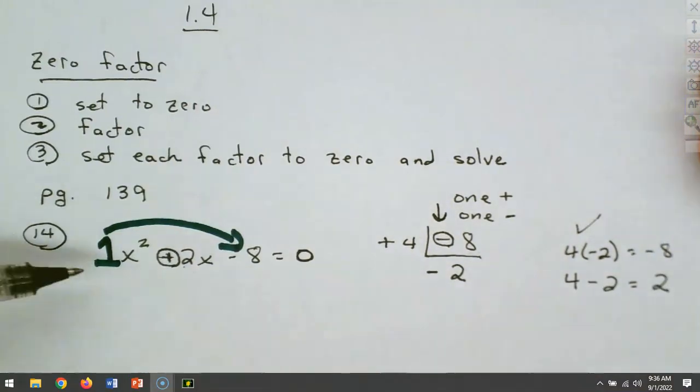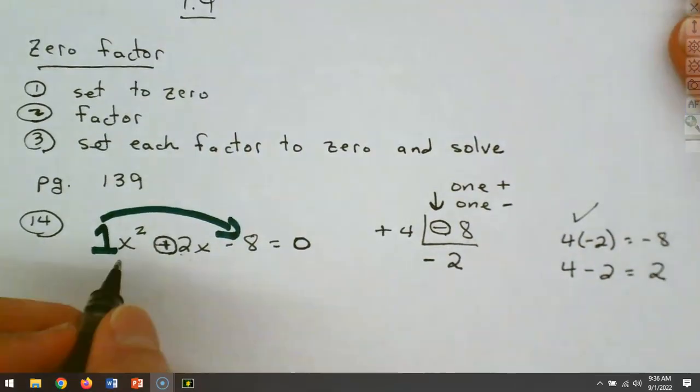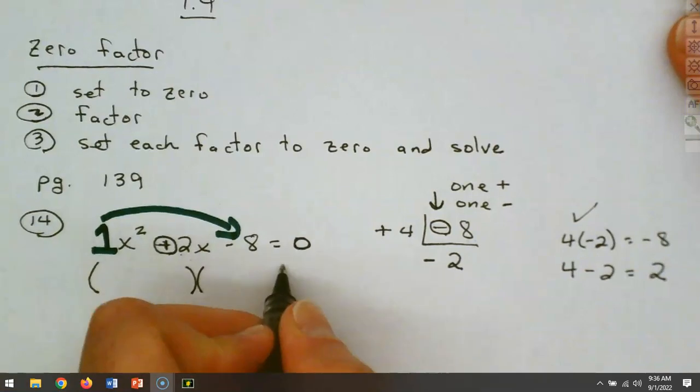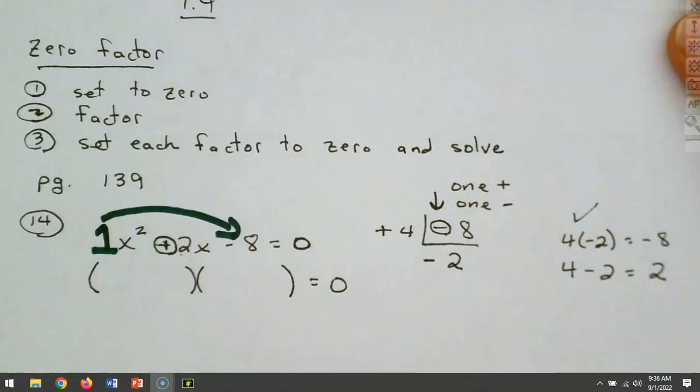Now, because of the 1, we can jump directly to our factors. So this now will factor into, and we'll talk about some where we have to do grouping later on. But we're going to start with some simpler ones where we can jump to our factors. Because this is a 1 here, and we had to put the 1 there, we can jump to our factors. Now, what are our two numbers?